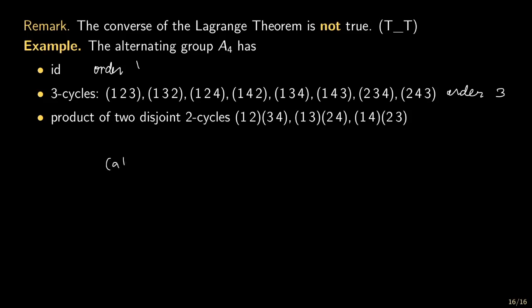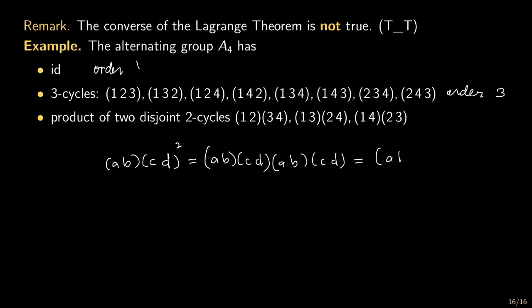What is the order of (a b)(c d)? As you can see, when I square it, because the cycles are disjoint, each 2-cycle undoes itself, so we get the identity. So these have order 2. In other words, you have one element of order 1, 8 elements of order 3, and 3 elements of order 2.